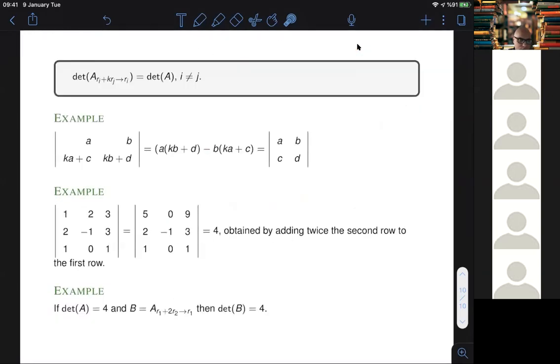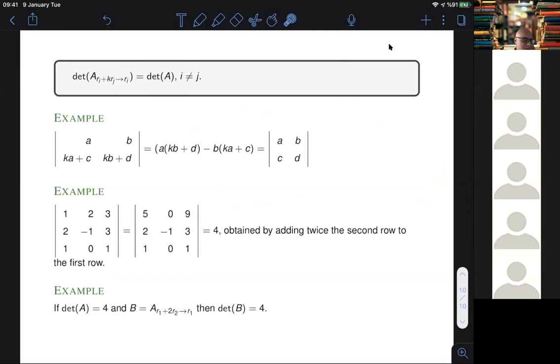I don't want to go into details because it takes too much time. The formal proofs take too much time, so I'm just giving you the idea. And the last operation is multiplying another row, the jth row, by k, adding it to the ith row, and then replacing the ith row with the result. In this case, the determinant does not change.